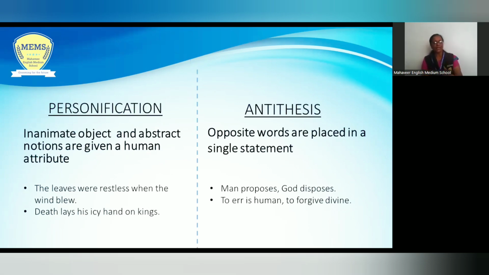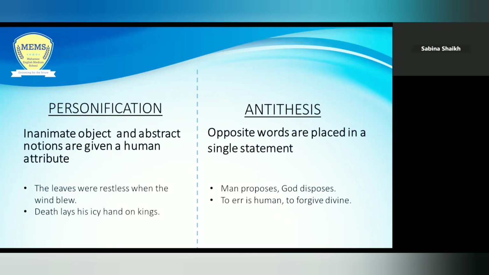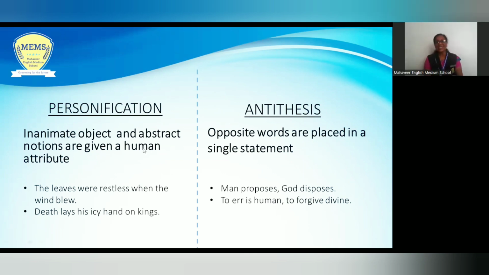Now, the example will make it clear. The leaves were restless when the wind blew. So the human quality of being restless is given to the leaves. Restlessness is actually a quality of humans. So the quality of humans is given to the leaves, and hence it is termed as personification.